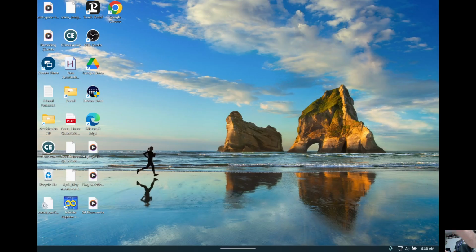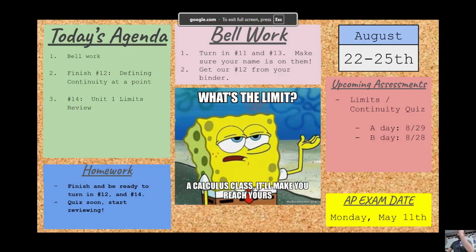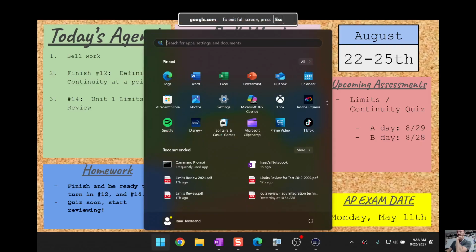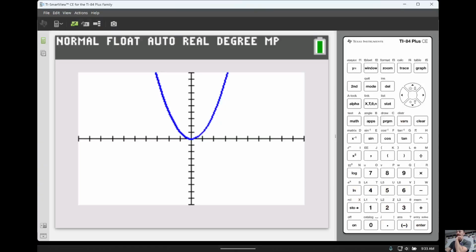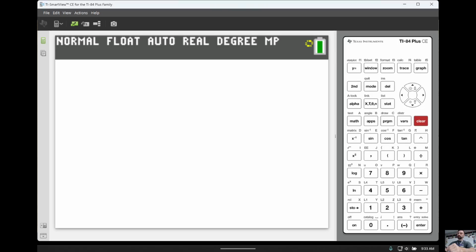Let me freeze my screen here for a second. There's one thing, if I can remember a quick way to do it, I'll show you. It's a little bit of a calculator trick.